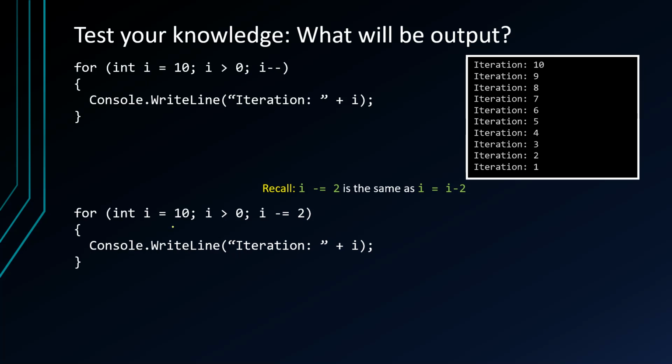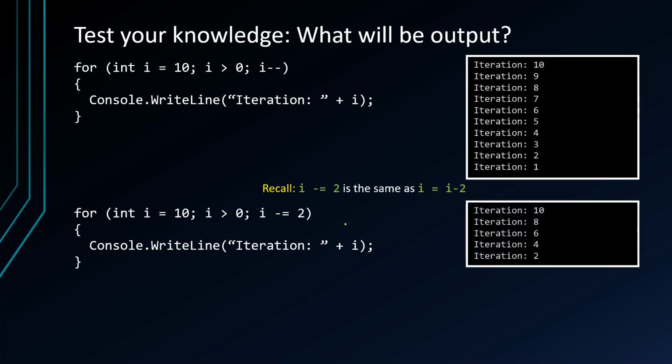Well, the first value is 10. It's going to come in, it says iteration colon 10. Then it's going to come up to the change step, subtract 2, so now it's at 8. It's going to say, is 8 greater than 0? Yes, it is. So it's going to come in and say iteration 8. And this is going to keep going. And what you're going to end up with is 10, 8, 6, 4, 2.